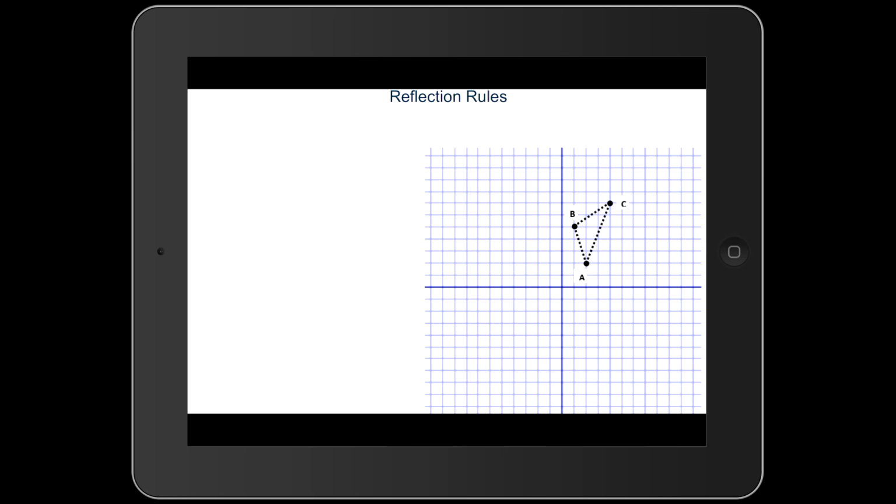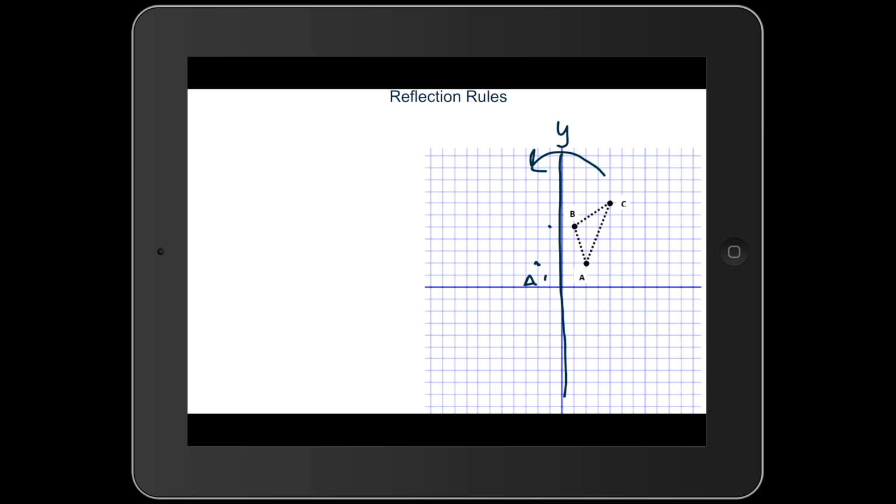So for this first example, we need to do a reflection over the y-axis. Here's my y-axis. I need to take this image and reflect it over. And after I do that, I have to be able to write the rule. So you've seen enough videos now that you know on a coordinate grid it's real easy to reflect something by just counting from the line of reflection to the other side. So I can quickly plot my points just by using the counting method.